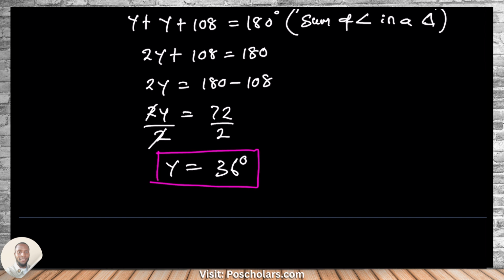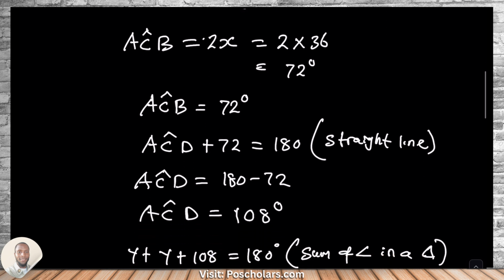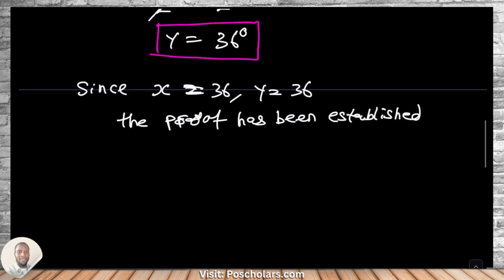You can now write, since x equals 36 and y equals 36, the proof has been established, right? But then this is the illegal method, right? This is the illegal method. Now let's use the legal method of proving.